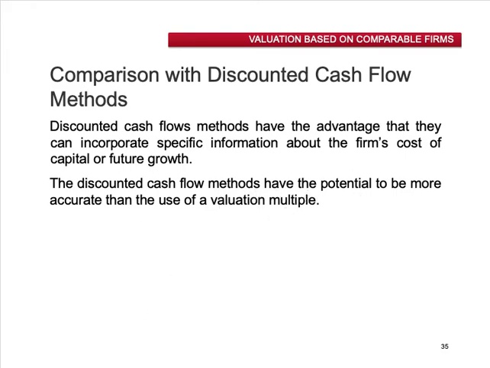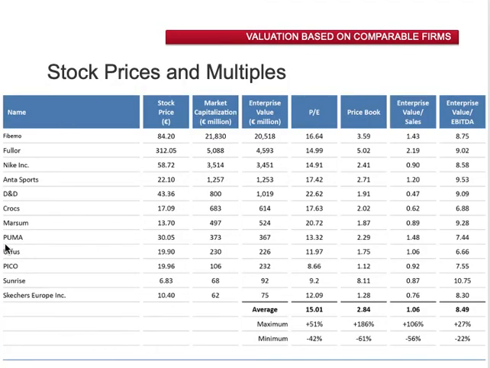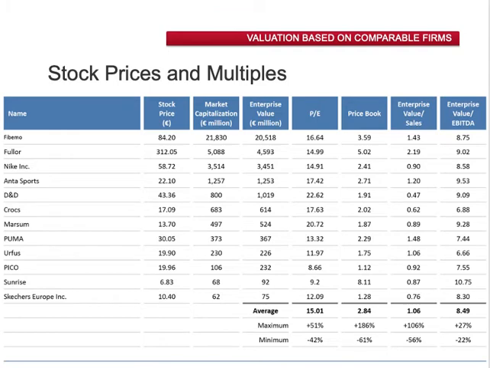In this table, I have included the stock price and a list of multiples. In column 1, I have the name of the company, stock price, market cap, enterprise value, PE multiple, price to book multiple, enterprise value over sales, and enterprise value over EBITDA. So this table actually enables you to compare or benchmark your own valuation of your organization with a company in the peer group, or compare it with average values in the market.